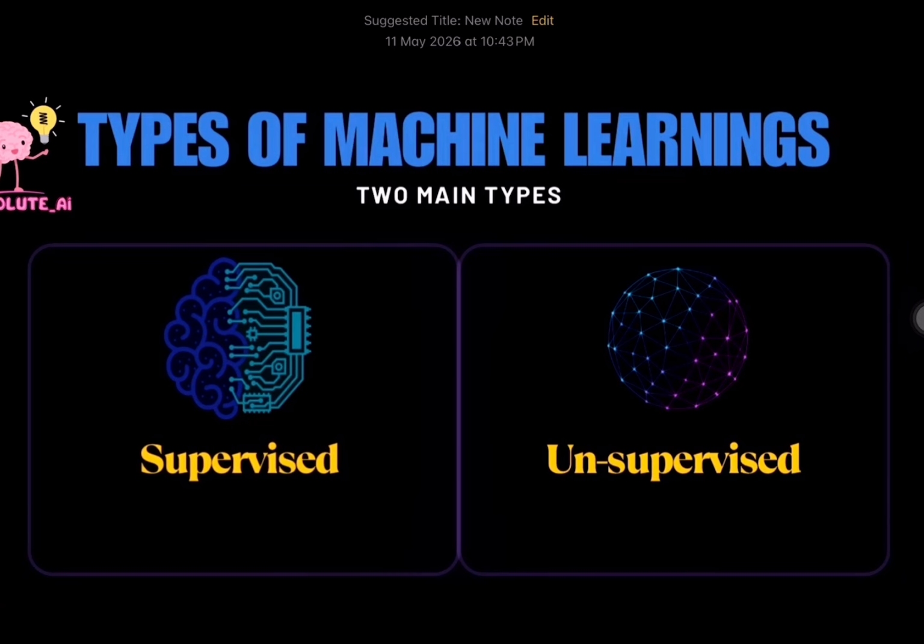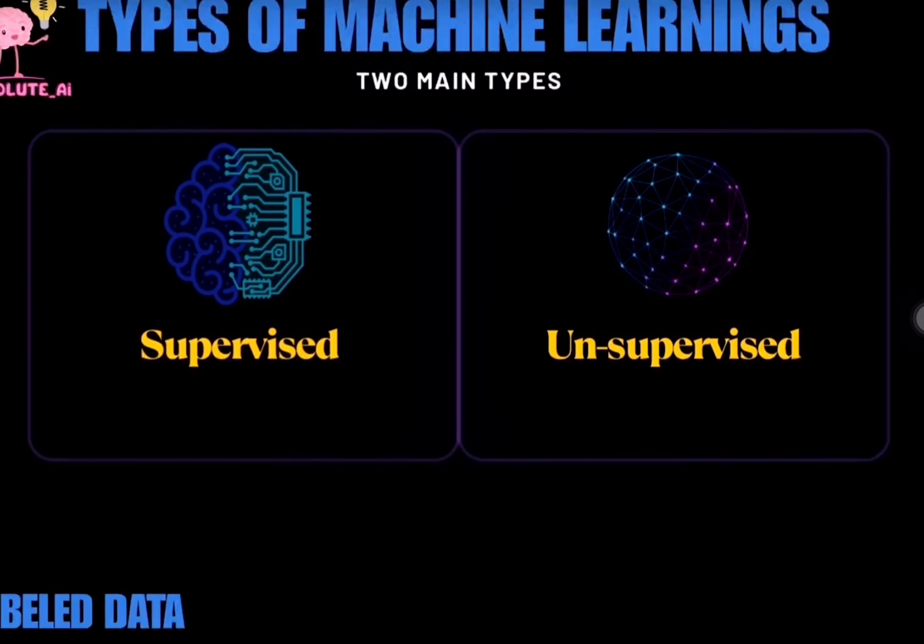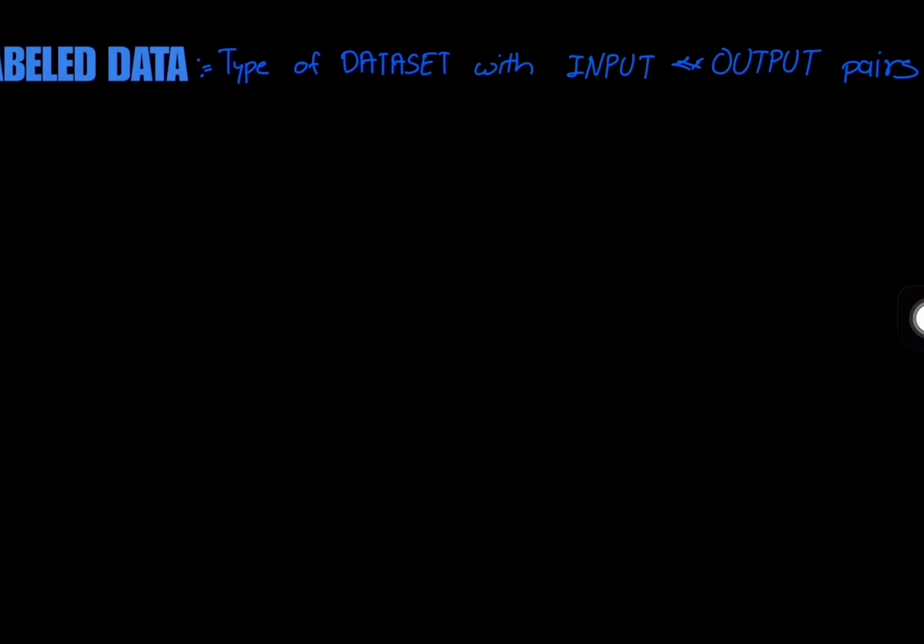So welcome back to another video of Absolute AI, where we will try to learn types of machine learning. There are mainly two types, one is supervised and the other is unsupervised. But before we start with supervised and unsupervised machine learning, we will have to learn a term, which is labeled data. Labeled data is nothing but a type of data set where we have input and output pairs.